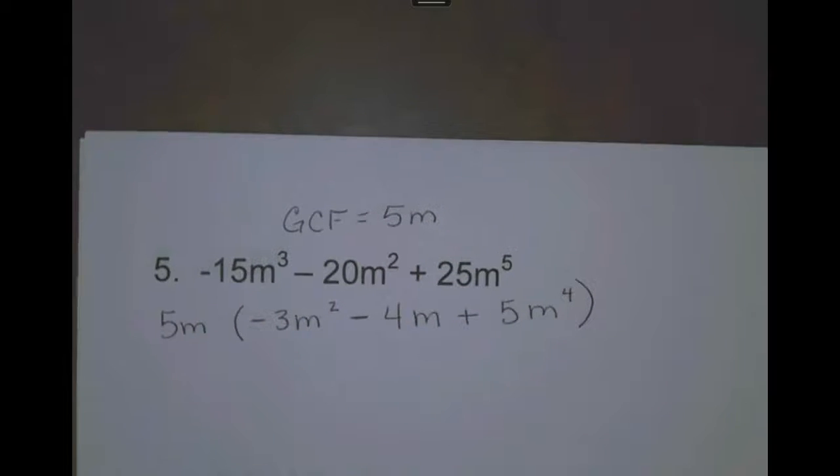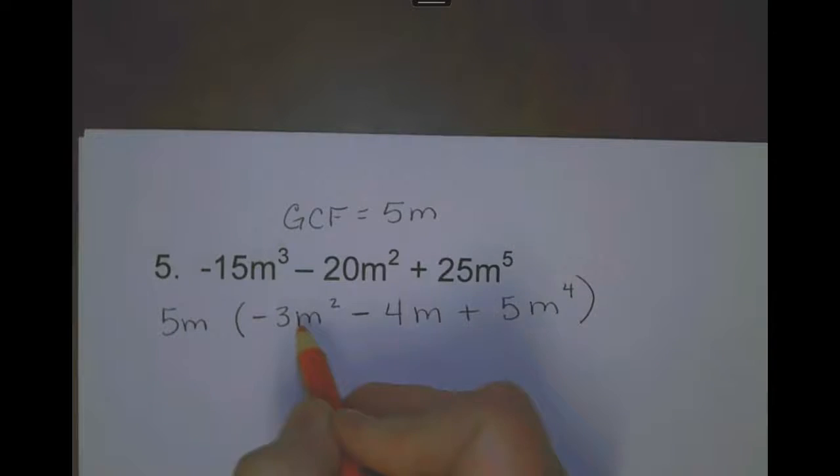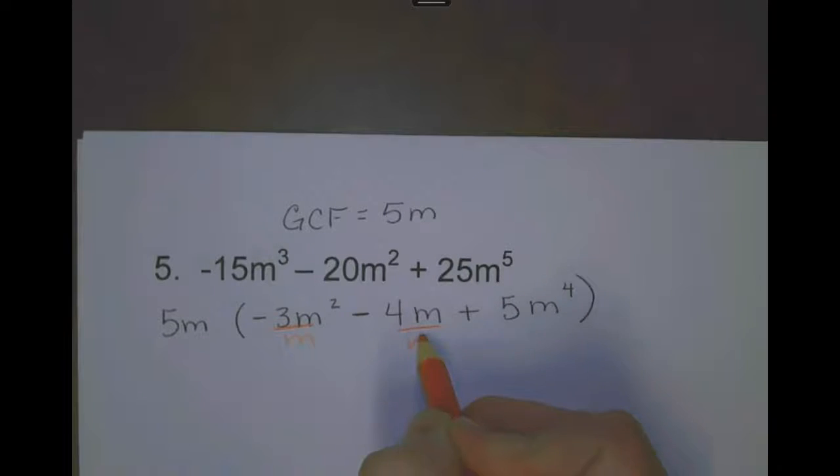This is the answer that most people in my first period class gave me, but it's not right. Let me rephrase that. It's not finished. Is this what you had? Do you see that all of these still have a common factor? This one has an m, and that one has an m, and that one has an m. Another m will factor out of this.